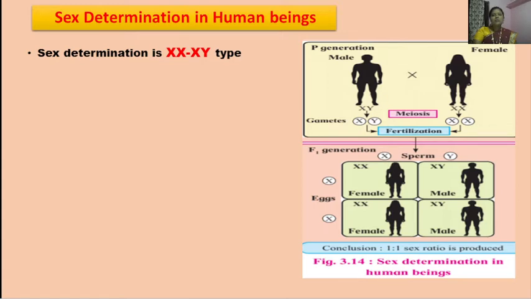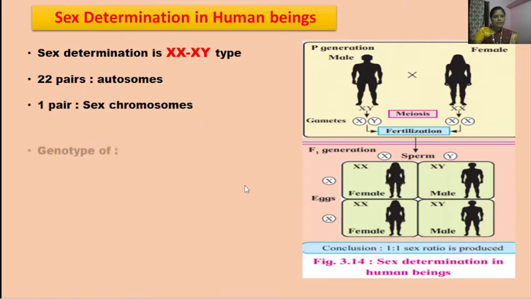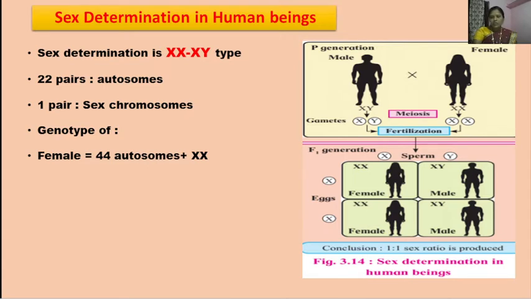In human beings, the nucleus of each somatic cell contains 46 chromosomes, or 23 pairs of chromosomes. See here, 22 pairs are autosomes and 1 pair determines sex, the sex chromosomes. So 22 pairs and 1 pair make 23 pairs, and the chromosomes total 46.